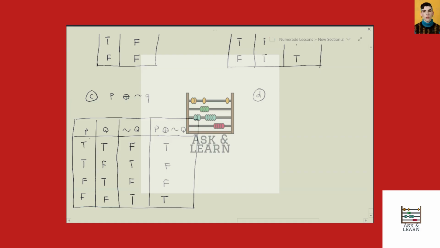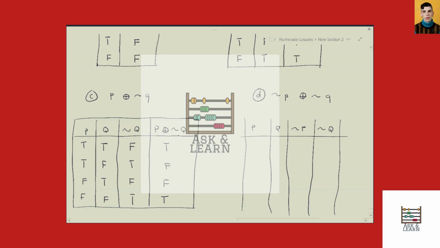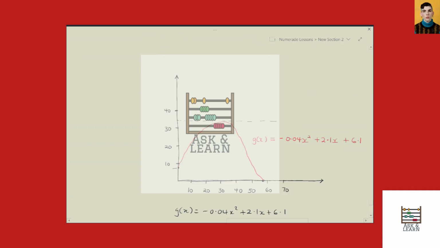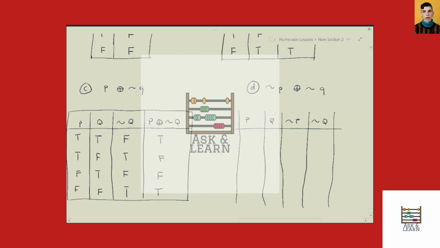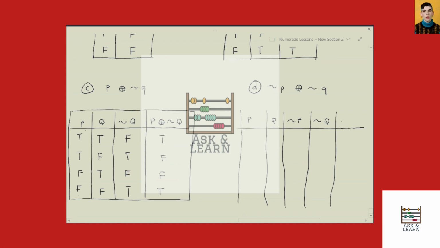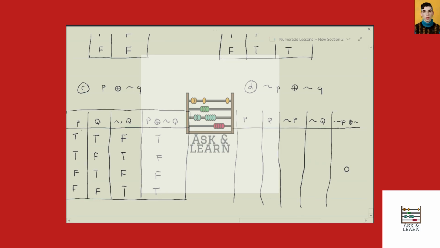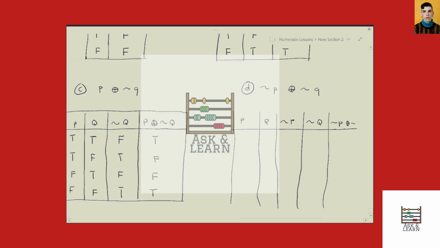The next one is D, and that is the negation of P, then the negation of Q. Okay, so here we have the P over there, then we have the Q. Let's have the negation of the P. Let's have the negation of the Q. Okay, and let's have the negation of the P or the negation of the Q exclusively.